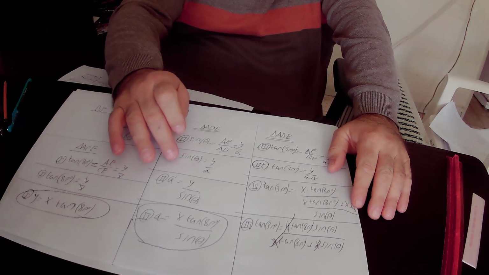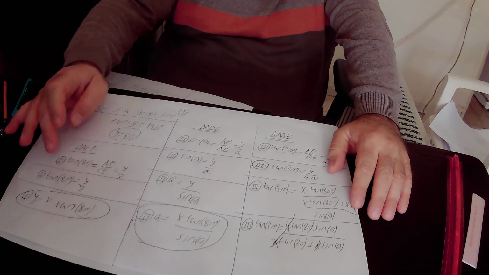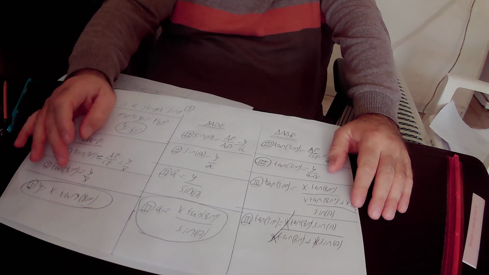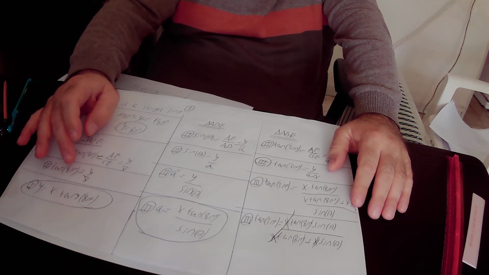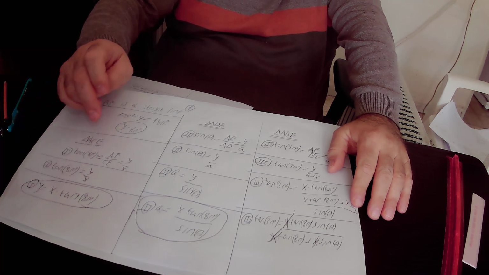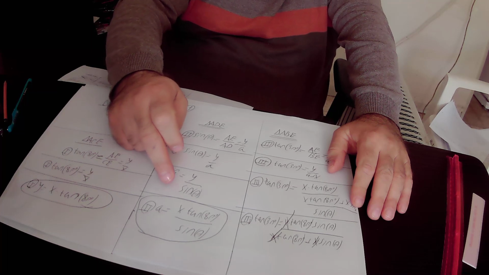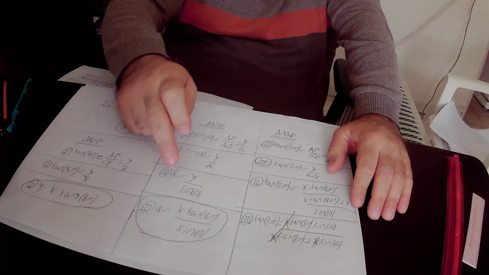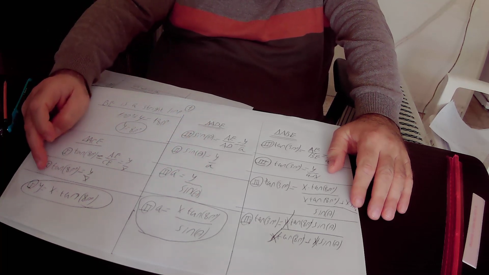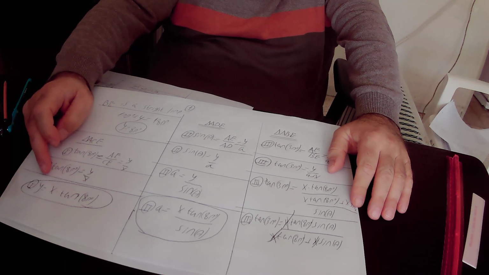According to equation number 2, A equals Y over sine theta, but according to equation number 1, Y equals X times tangent 80 degrees, so we can substitute Y by X times tangent 80 degrees. We did it, and we got that A equals X times tangent 80 degrees over sine theta.